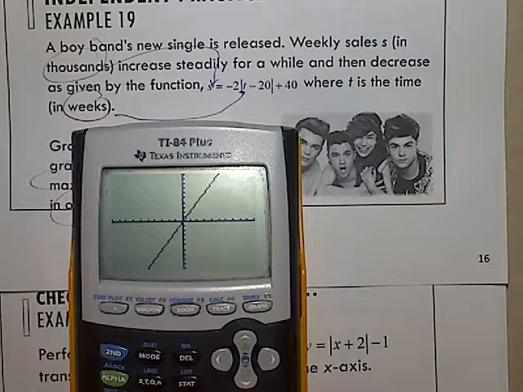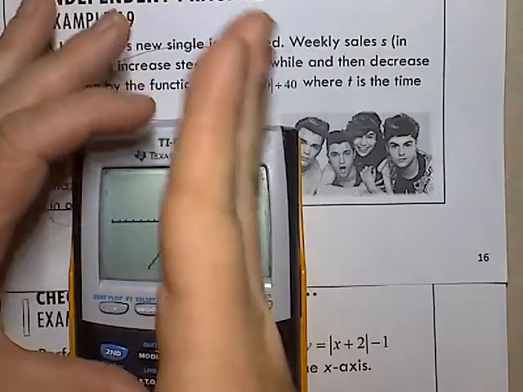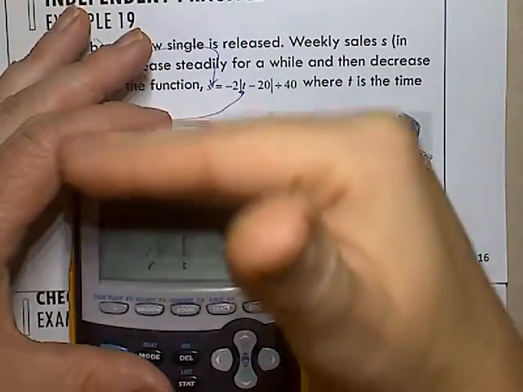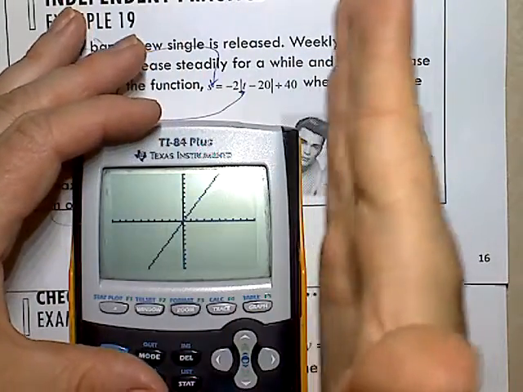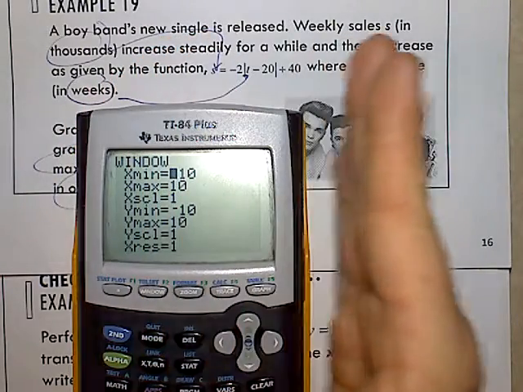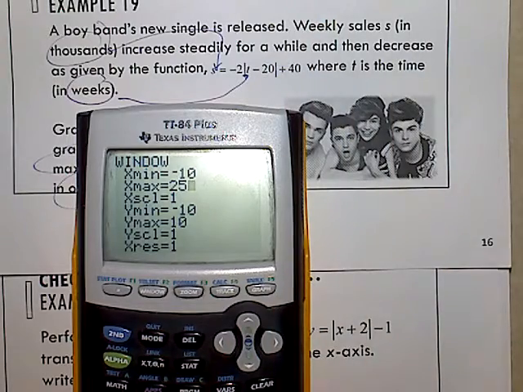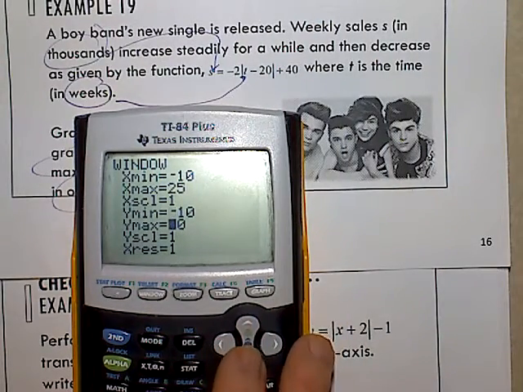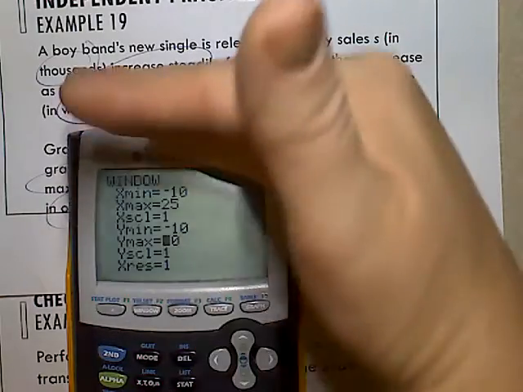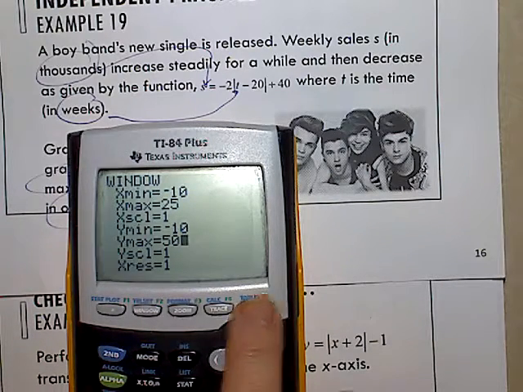How many of you have something like this? Okay, we didn't do anything wrong, but the dimensions of where we can see the graph are not correct. We need to scoot this graph further to the right and further up. There's a couple ways to do that. Please hit Windows. We need to go further to the right, so go x maximum, and instead of stopping at 10, let's try 25. We also need to increase our y values. So instead of stopping at 10, let's try 50. I'm just guessing some numbers. We may need to go back and adjust that. Okay? Now hit the button that says graph.